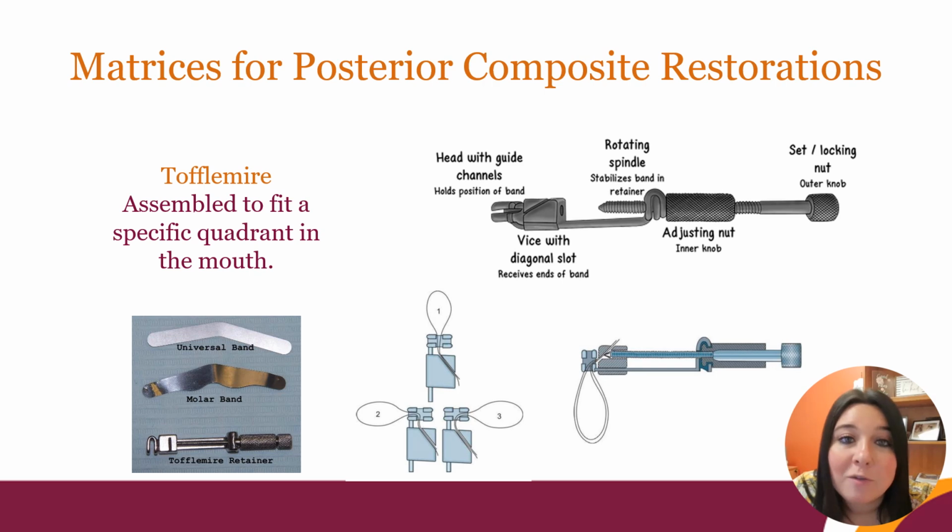We've talked about the Toffelmeier before, but just to recap, the U-shaped head has 3 guides for the position of the band, left, right, or straight. The inner knob adjusts the diameter of the loop, while the outer knob locks the band into the rotating spindle. And again, just some disadvantages. It can create point contacts or even no contacts, and very straight non-anatomical walls, where we want those walls kind of convexed out. It also is very difficult to use on badly broken teeth.